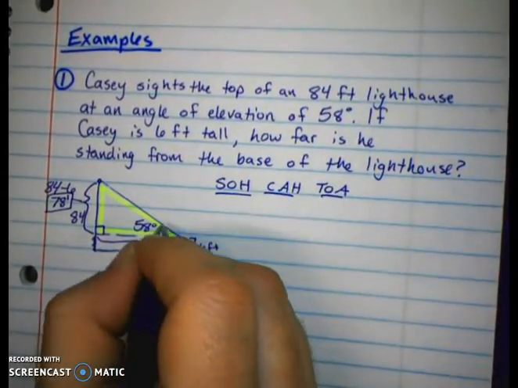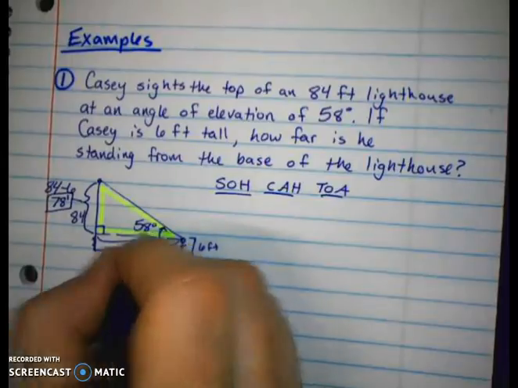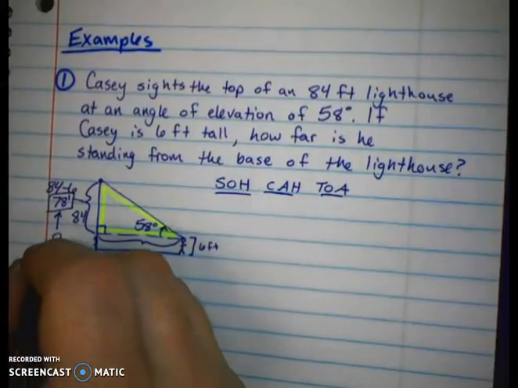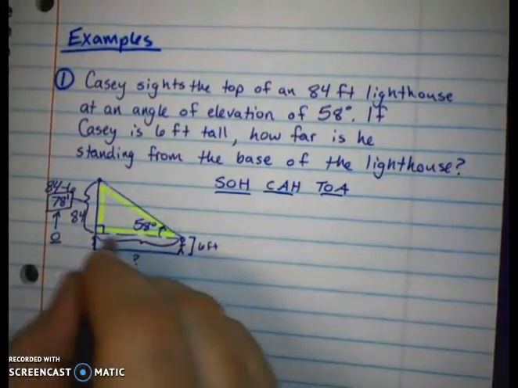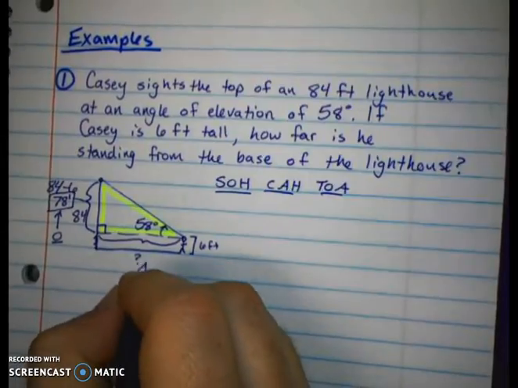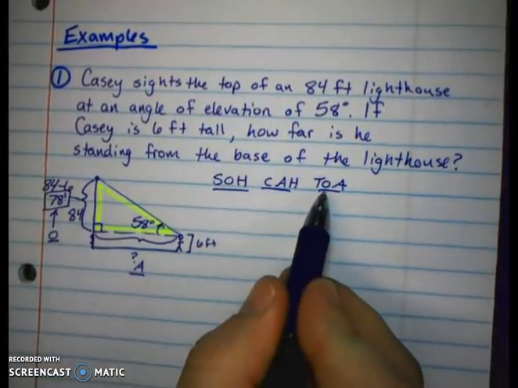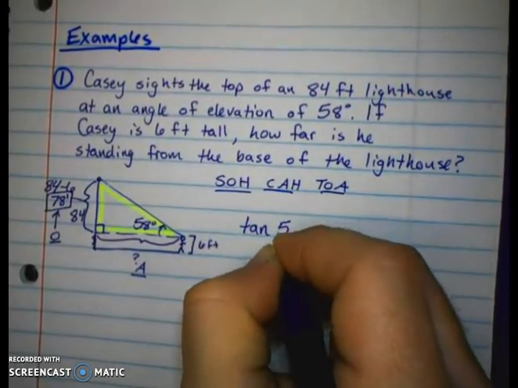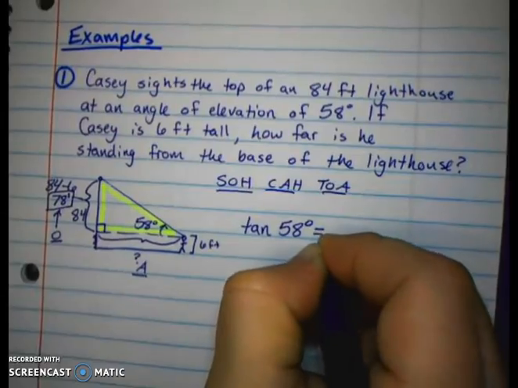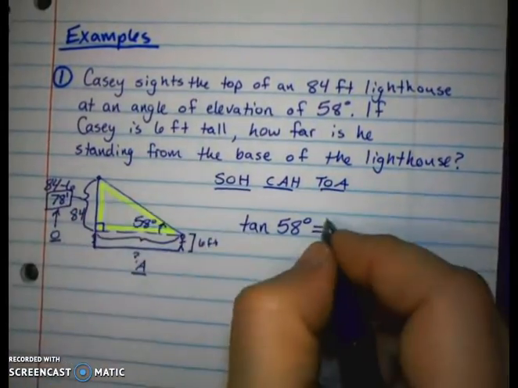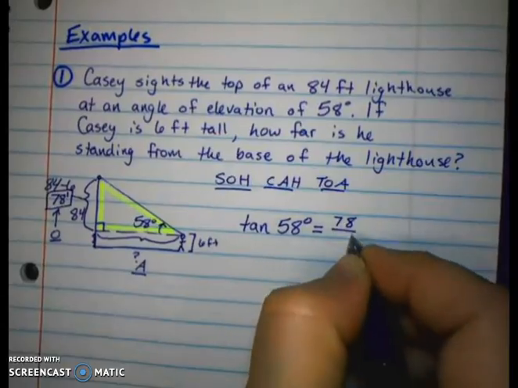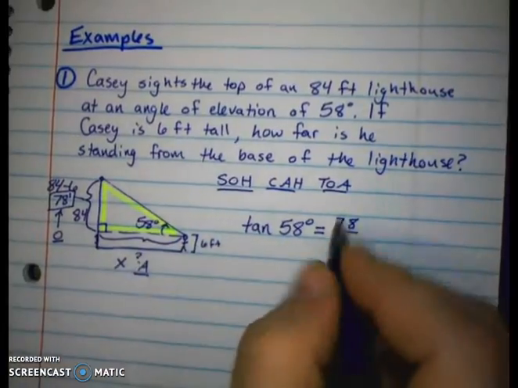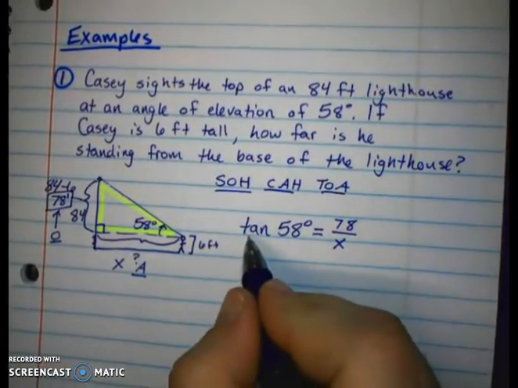If this is our reference angle, the angle of elevation is going to be a reference angle. The 78 feet, that leg of the triangle, is the opposite leg. And we are looking for this other leg, which is the adjacent leg. Since I'm using O and A, I want to set up my tangent ratio. So I'm going to set up tangent of 58 degrees is equal to the opposite leg, in this case 78, over the adjacent leg, which I don't know. So we can call that x. And so that's what we're looking for.